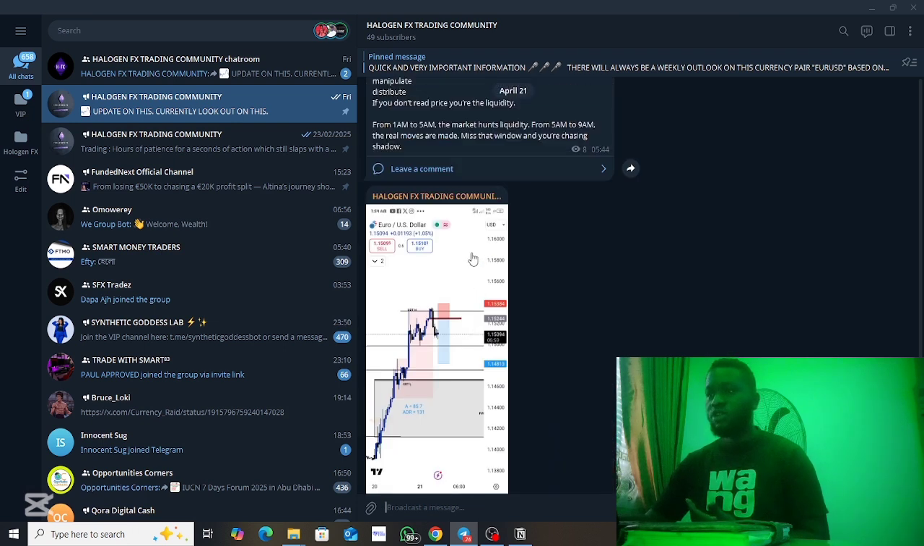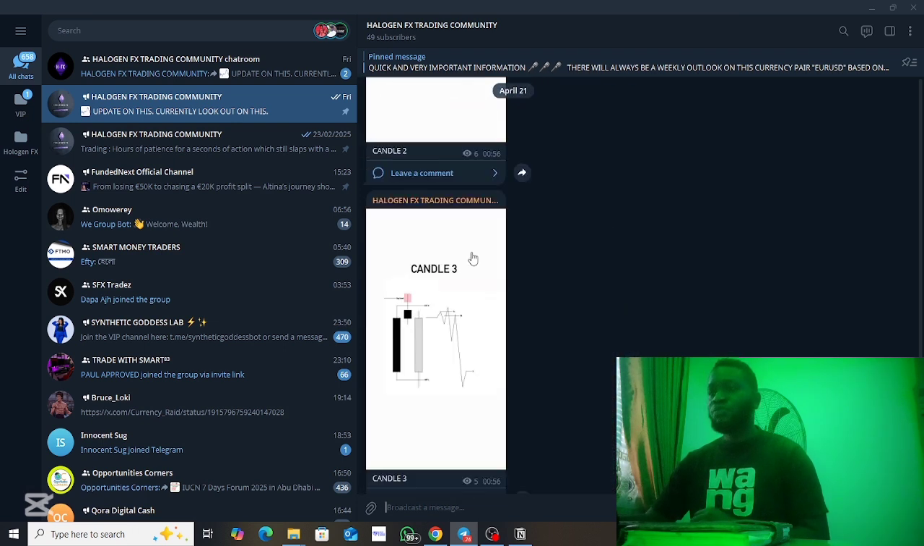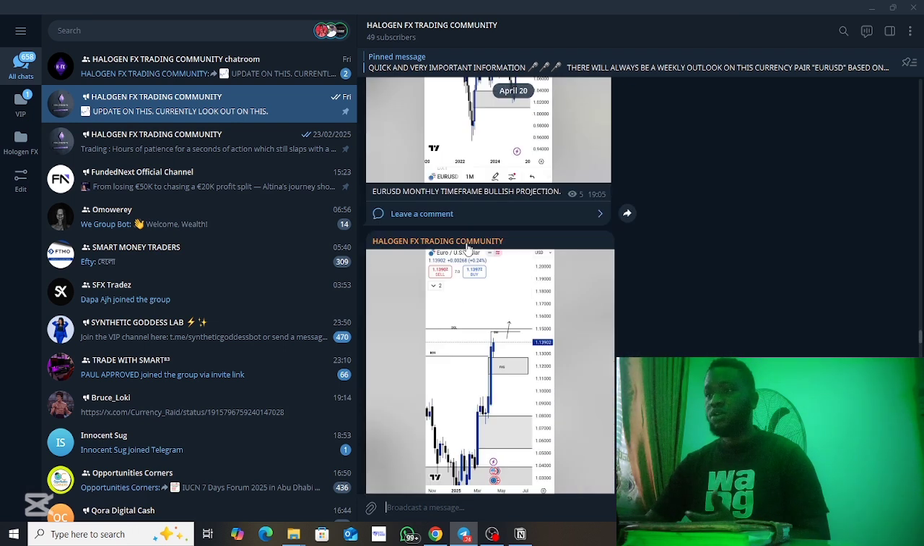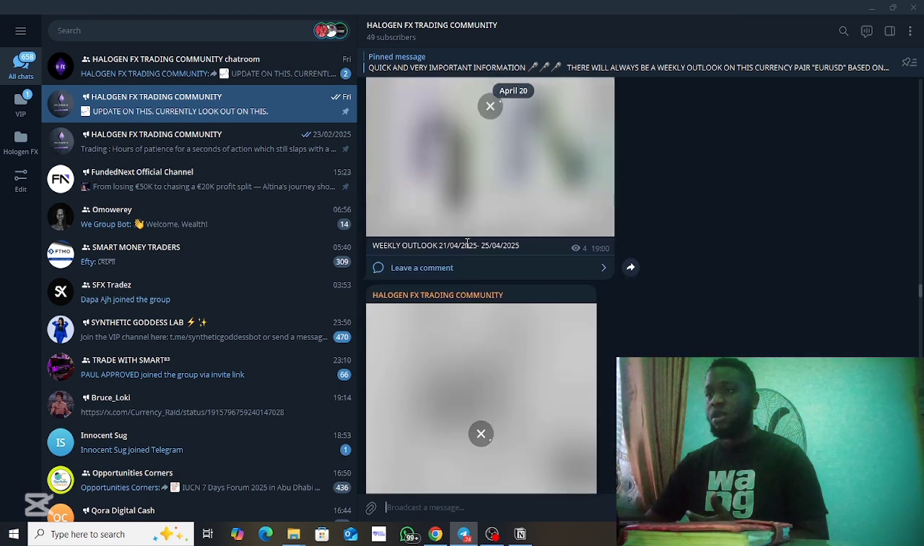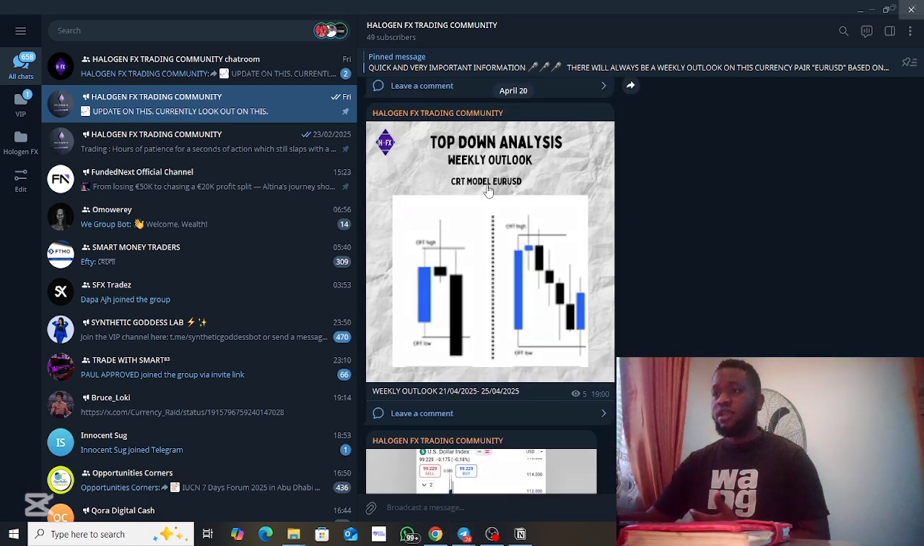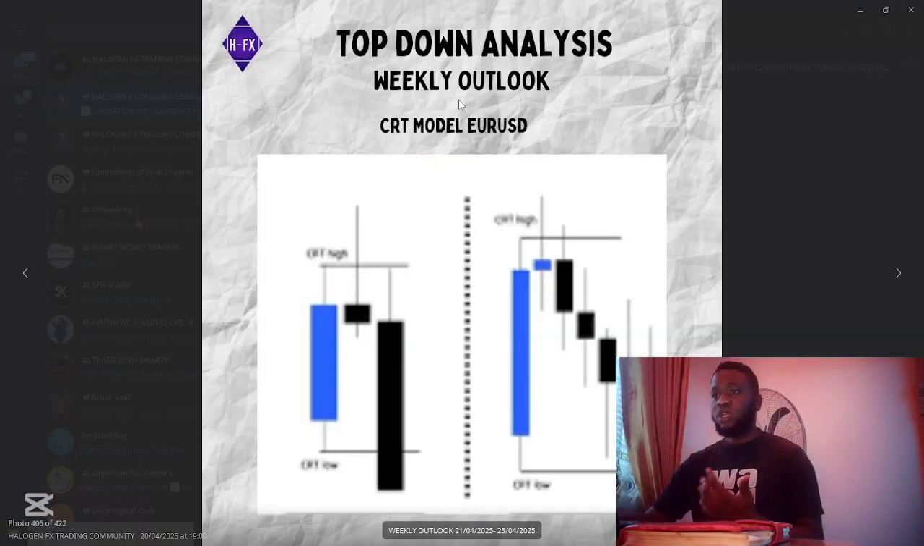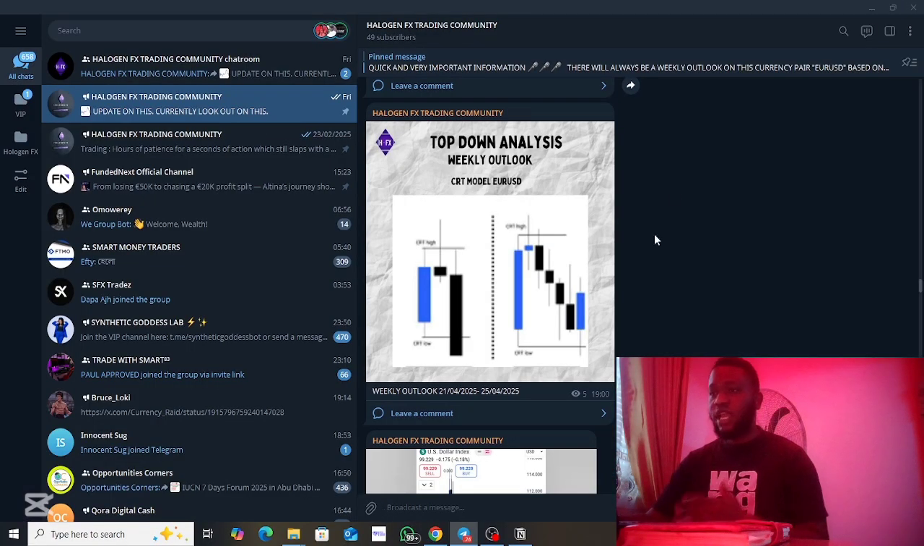Now if I go back to where I posted my weekly outlook, you can see a lot of educational content. So this is where I did my weekly outlook, in the top down analysis, weekly outlook, CRT model. I basically trade only EUR/USD, like the OGs know, only EUR/USD. You can see the weekly outlook was on the 21st of April to the 25th, which is the one week.